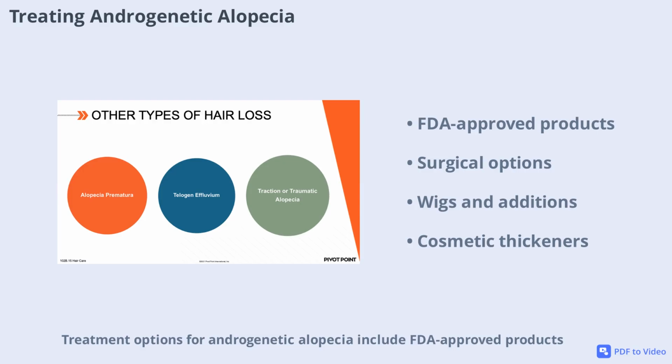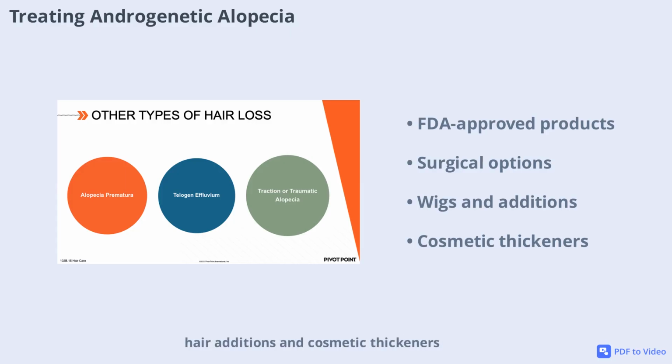Treatment options for androgenetic alopecia include FDA-approved products that can regrow hair or prevent further loss, surgical procedures, wigs, hair additions, and cosmetic thickeners. Creating the ideal environment for hair regrowth or loss prevention is key. As a barber, you can guide clients toward the best solutions for their needs and preferences.